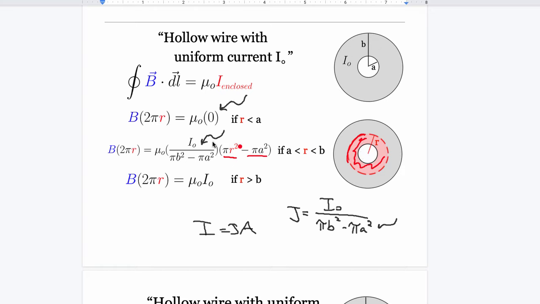So this is a bit of a mess. This is like a nasty thing here. You can move the 2 pi over. There's not a whole lot to do. You can cancel pi's and clean it up a little bit, but it's kind of nasty in here.